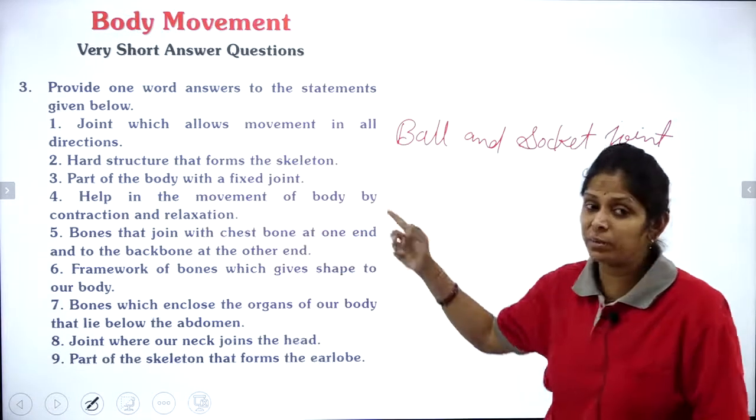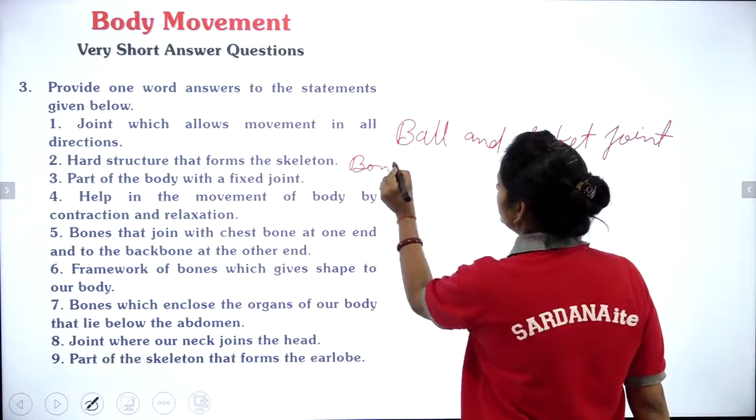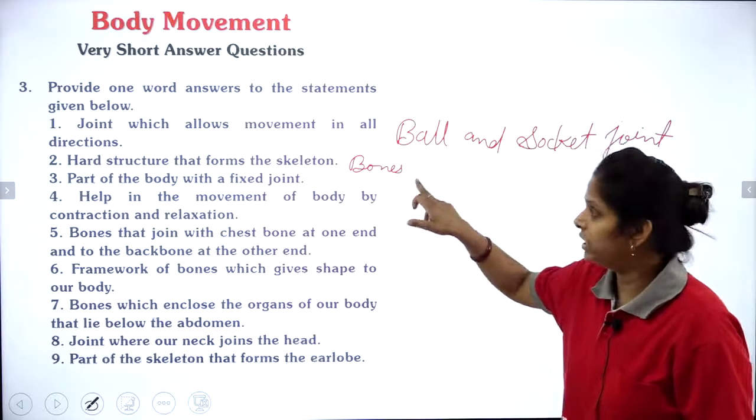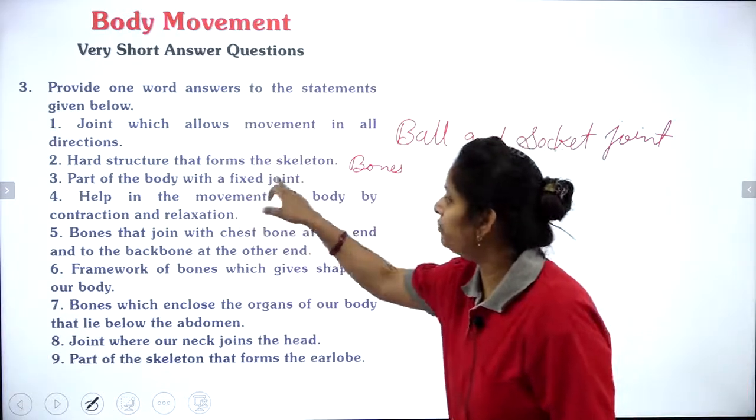You know, our skeleton is made up of bones. Yes, so for this you have to write down here bones. So this hard structure is bones, and this forms the skeleton. Part of the body with fixed joint.